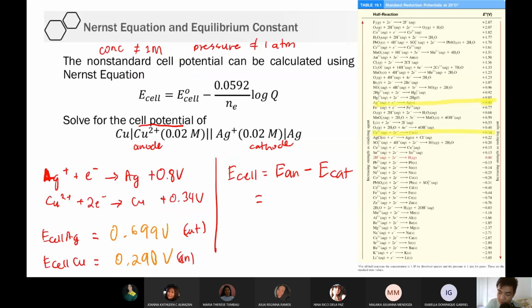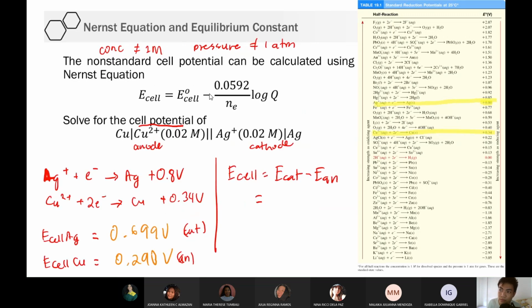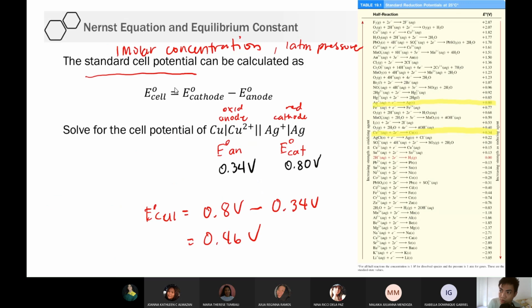Ay, sorry, cathode minus anode pala, sorry. Nagtaka tuloy ako. So this is E cathode minus E anode. I'm sorry. Ayan. So, yung pattern pa rin ito dito sa equation natin before. Okay? So, ganun. Once na makuha mo na yung mga E-cell, then i-pattern mo yung final answer mo dito. So, E-cell equals E cathode minus E anode.